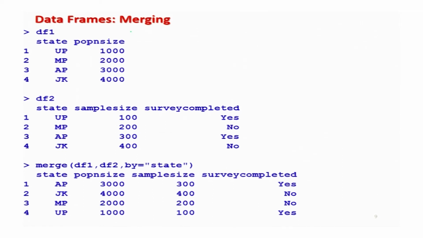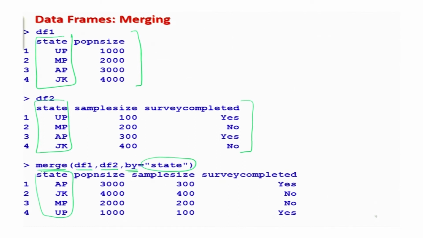Now, this is your df1 which we have just created, and this is your df2 which we have just created, in which state is a common column name. Now I use the command merge, and then I write df1 comma df2, and after that I use the option by, and then I specify the name of the column with respect to which we want to merge it, right. So I give it the name "state" within double quotes, exactly in the same way as it is given.